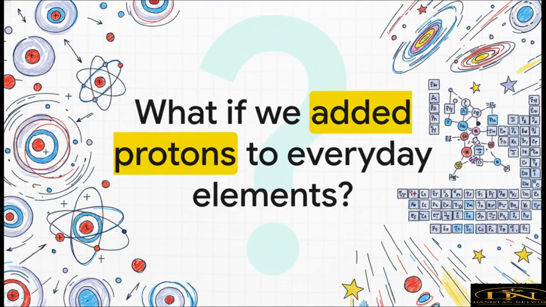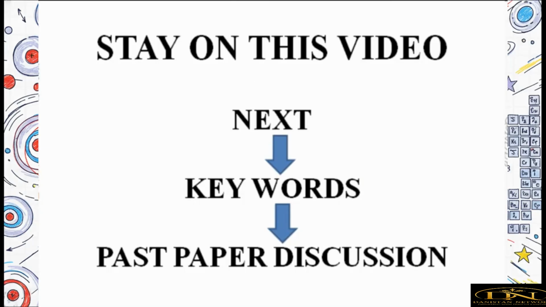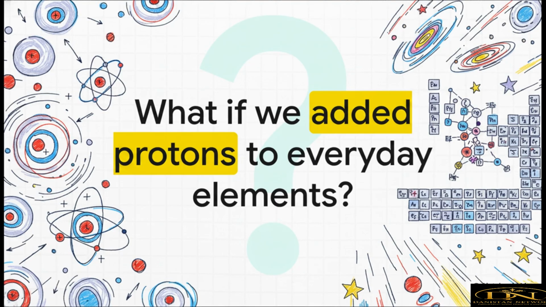Before we wrap up this explainer, I want to leave you with something to really think about. If an atom's identity is strictly locked to its proton number, what exactly would happen to our universe if a physical process suddenly began adding extra protons to the nuclei of everyday elements? Just imagine how the very fabric of reality and the entire periodic table would spontaneously rewrite itself. Ponder that until our next class.